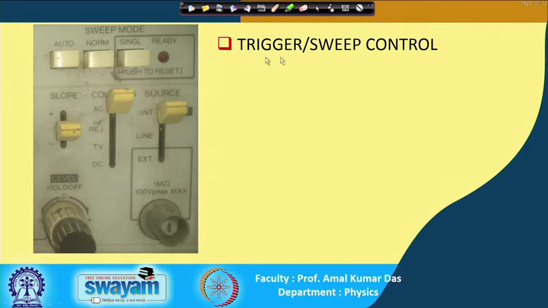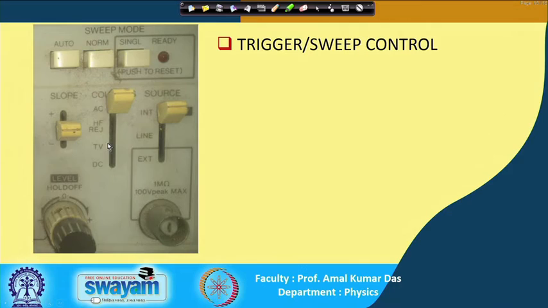So, these detailed things are there, and that triggering can be given externally, it can be given internally, or from the line power also one can take it. In detail, some other functions are there, AC, DC, etcetera. The main things I have discussed; you will learn this when we use it in the lab during the experiment. If I tell everything at a time, it will be confusing.